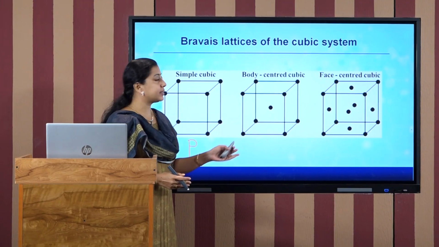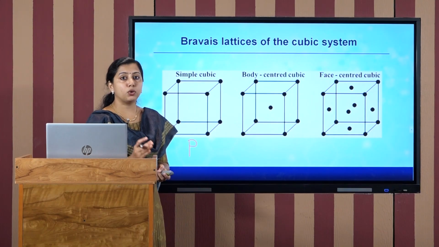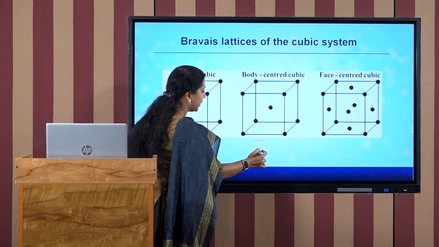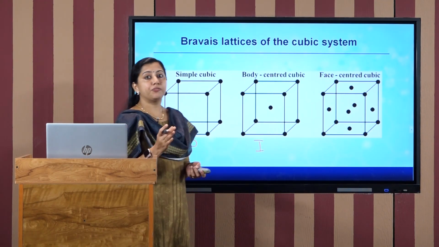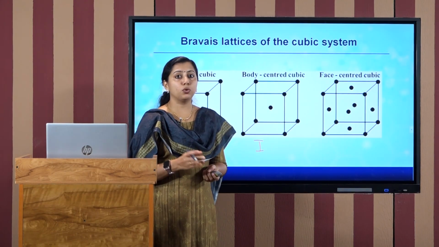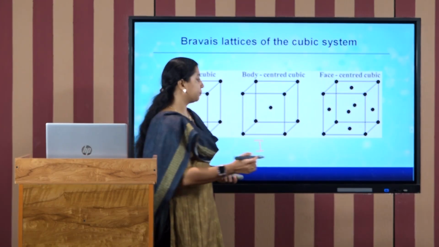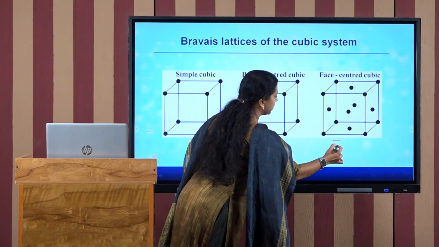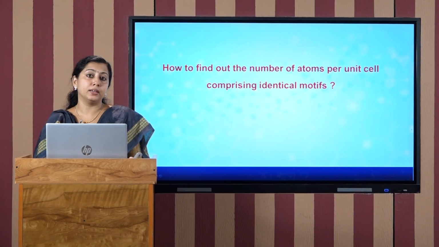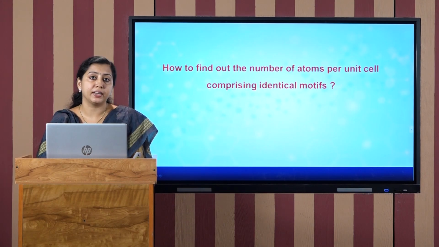And then we have a body-centered unit cell with atoms at the corners and also at the center of the body. Usually it is denoted as I. And the last one is a face centered cubic system with atoms at the corners and also at the centers of each face, as you can see in this figure. So, this is a face centered cubic system. Now, let us learn how to find out the number of atoms per unit cell comprising identical motifs.